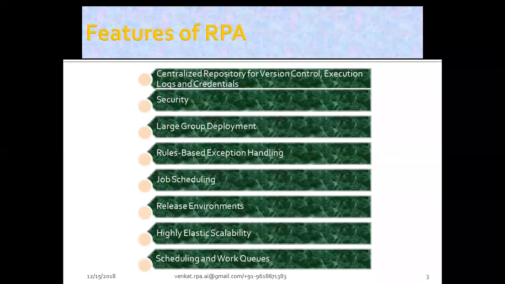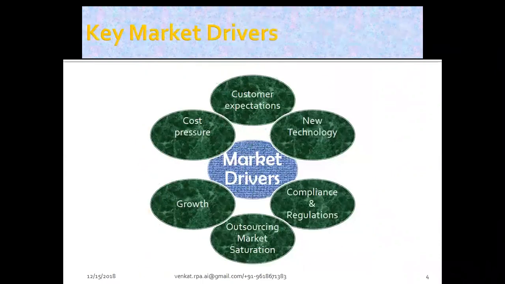The next one is highly elastic scalability. The scalability features are also there. And work queues. When a transaction comes, it will come to a queue, and any bot can pick the transaction. If one transaction is picked by one bot, the same transaction cannot be picked by other bots. Those features are also there. So these are just the high-level features of RPA. There are many, but these are the high-level ones.